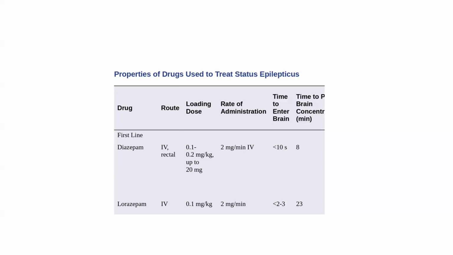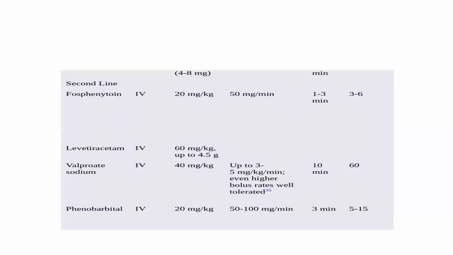The time to enter the brain is less than 10 seconds. The next benzodiazepine that can be used is lorazepam, which we can use at a dose of 0.1 mg per kg, and the rate of administration is 2 mg per minute.